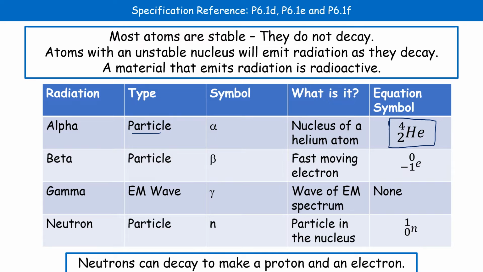Beta particles, these are fast moving electrons, and there is their little equation symbol. Gamma is not a particle, it's an electromagnetic wave. So because of that, it doesn't have an equation symbol because it is just energy. Then we've got neutron, which is a particle, and you can see the symbol we would use in an equation at the bottom there, little n for neutron, and then obviously the mass and the atomic number. It is worth remembering that neutrons can actually undergo decay themselves in order to make a proton and an electron.